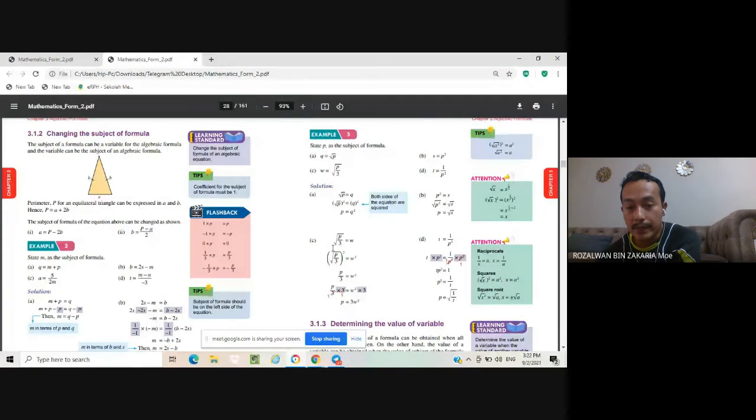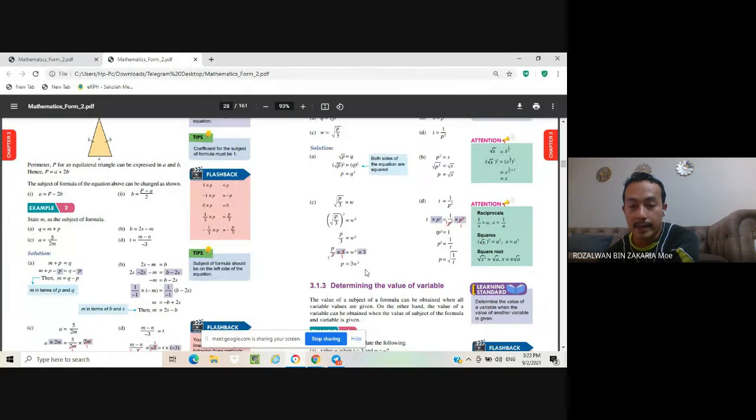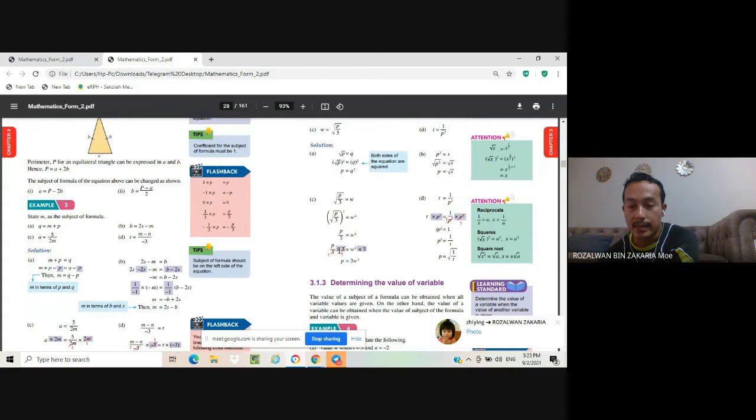So after that, what happened? This one will become P over 3, because square already cancel each other with the power of 2 here. Then P over 3 equal to W square. Then we want to cancel this 3 here. We don't want this 3. We just want to make it P as the subject.